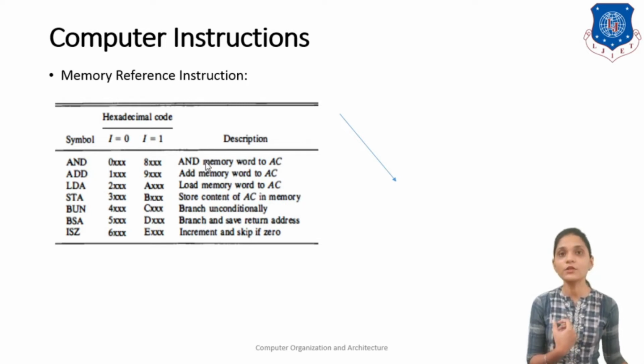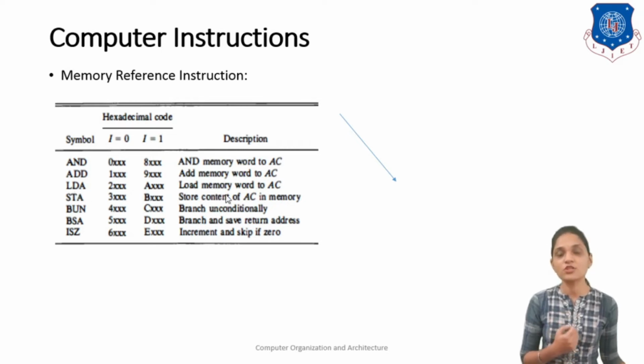In this instruction, you will do the ANDing operation of some memory content that you have provided in the address field and the content of the accumulator. The result of this operation is going to be stored in the accumulator. So this is basically the instruction for the ANDing operation. Then you can use the ADD instruction. This instruction is used for adding some content into the accumulator, and that content is of some memory location that you have provided in this address field.